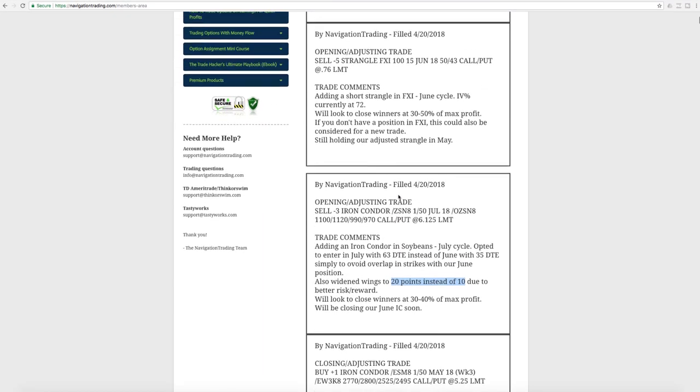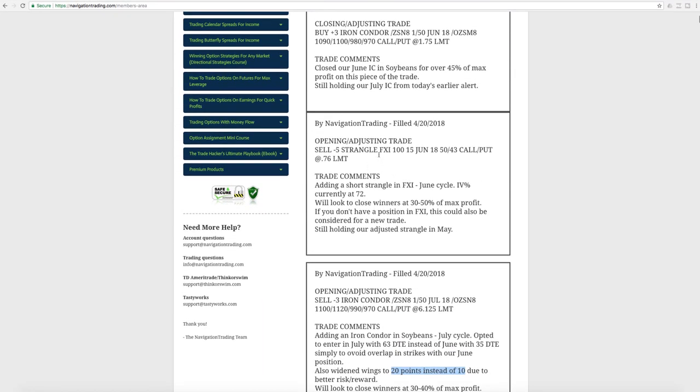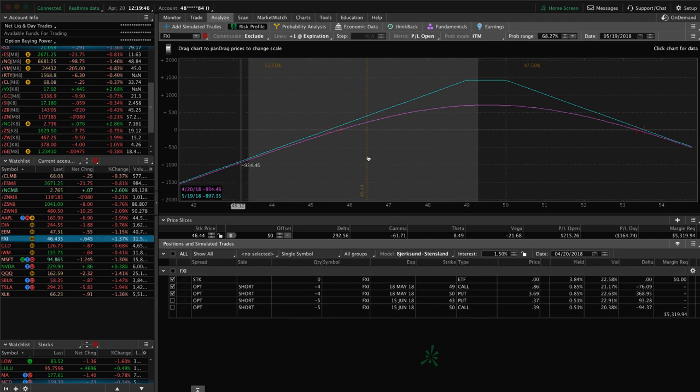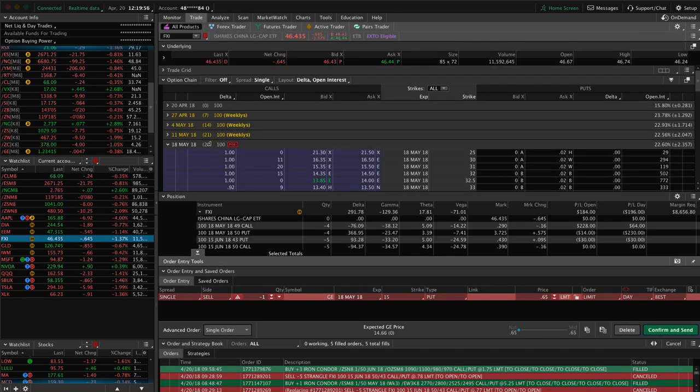Next trade was an opening adjusting trade in FXI. Okay, so we added another short strangle in FXI in the June cycle. And then we still have our adjusted strangle back in May. So if we look at FXI, here's our May position. This is a position that we'd managed. Could use some upside movement in price to benefit that. In May, we've got 28 days. So we'll look to potentially roll that once we get down to about 21 days to expiration, which is where we like to start looking to roll. So for now, we'll just hold that.